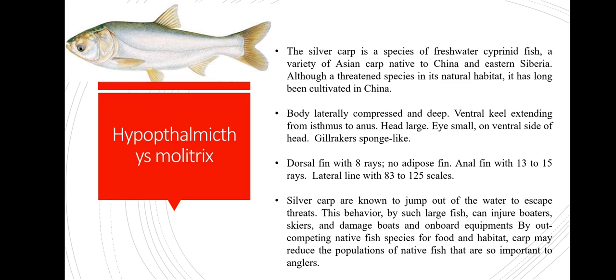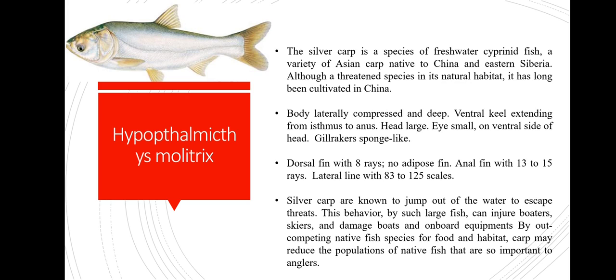It is a big fish. This behavior by such large fish can injure boaters and kayakers and damage boats and onboard equipment, and it outcompetes native fish species for food and habitat. Carp may reduce the population of native fish that are so important to anglers. So this is about 3 fishes which are in our syllabus.